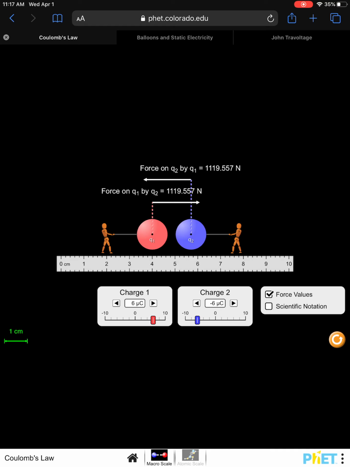So that's one of the main differences between universal gravitation and electrostatic forces. Universal gravitation was always attractive, meaning the forces were towards each other. But for electrostatic forces, or Coulomb's law, they can be attractive or repulsive, depending on the sign of the charges. Opposites attract, same charges repel. So negative, negative will repel, and positive, positive will repel.